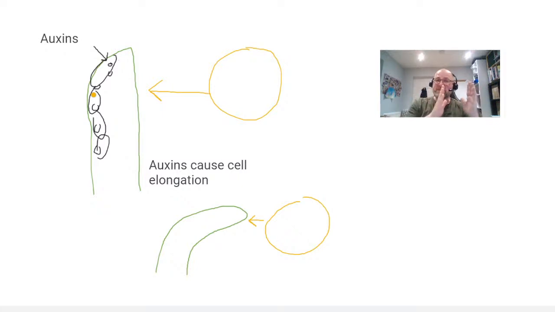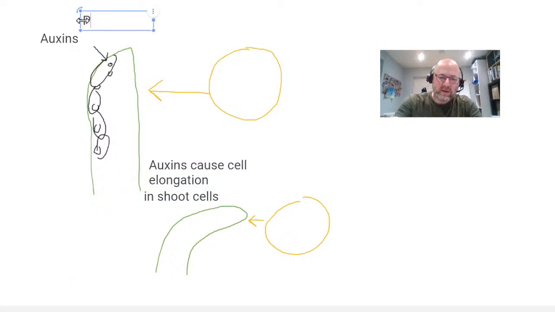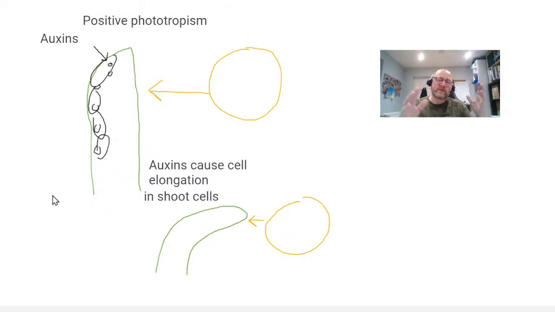Positive phototropism, because the plant grows towards light. Here's the thing. This is a really key bit that people don't understand. Auxins cause cell elongation in shoot cells. They have a completely different effect in the root cells. So this is known as positive phototropism.